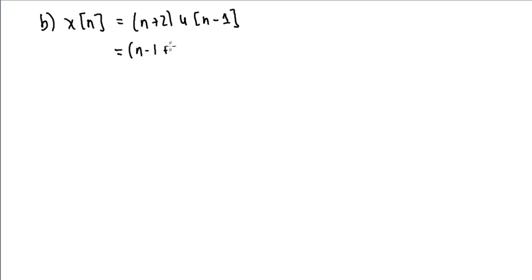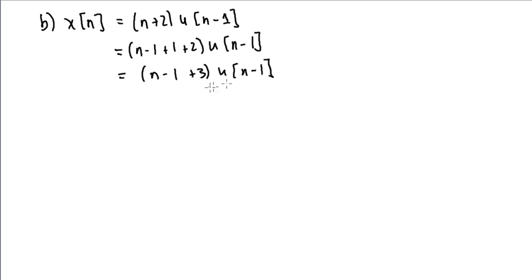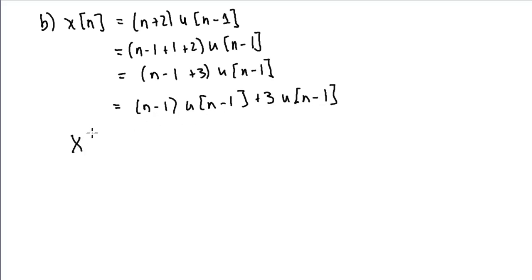So again, there's a little algebraic trick. I'll just add and subtract 1, and this becomes n minus 1 plus 3 u of n minus 1, and now rewrite this as n minus 1 u of n minus 1 plus 3 u of n minus 1. And so the corresponding Z-transform is, we just found the Z-transform of this component in part A. It's 1 over z minus 1 squared.